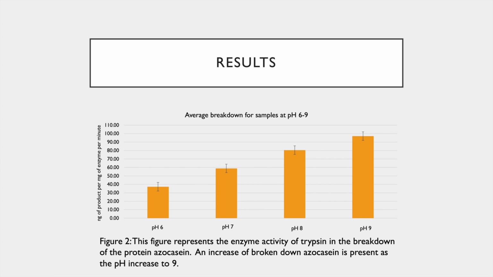And if you remember from my hypothesis, I hypothesized that the highest enzyme activity in the breakdown of azocasein would be at 8. But when I look at this, knowing that all these data sets are not statistically similar, they're all statistically different, this shows me that in this case, pH 9 is the optimal pH for trypsin and in the breakdown of azocasein.